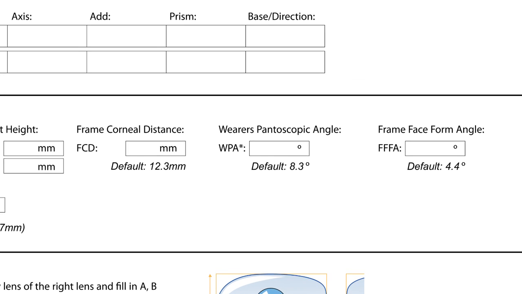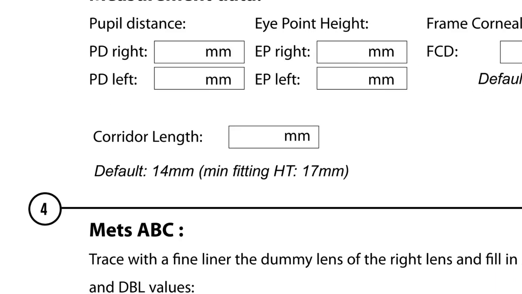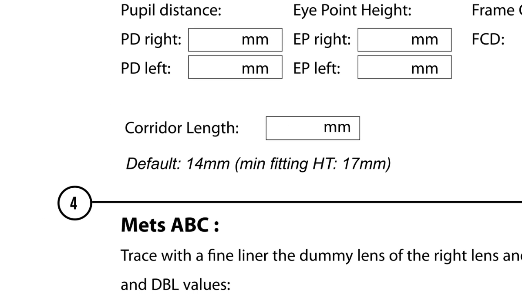So for frame corneal distance, you'll input the measured value, whereas for pantoscopic angle and the frame faceform angle, the default values will be shown in the squares just below these values. To the left, you'll see corridor length. Your default short corridor will be 11mm, or the default long corridor 15mm. Again, you can specify what you want between 11 and 16mm.